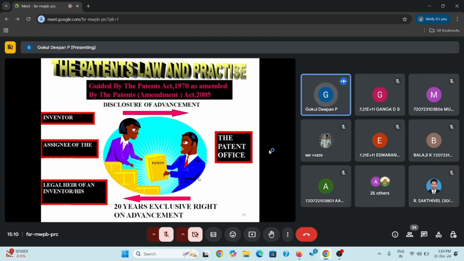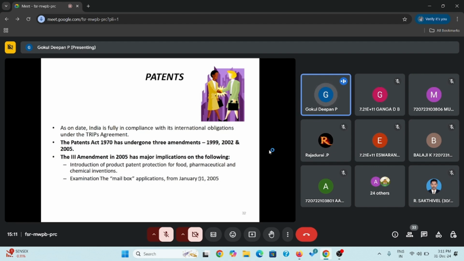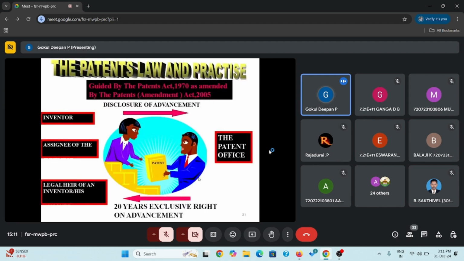It's governed by the Patent Act 1970 as amended by the Patent Act 2005. The inventor, or the assignee or legal representative of an inventor, has to apply to the patent office. So we get the rights for up to 20 years. After 20 years, we have to renew it. So it's a separate area. It needs a separate section to elaborate more.